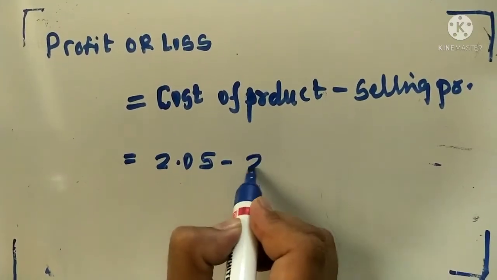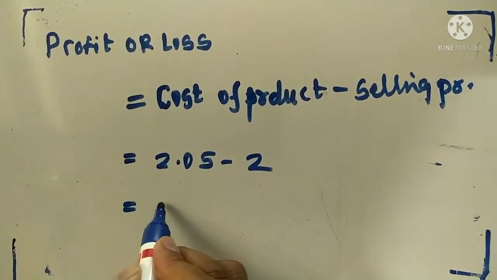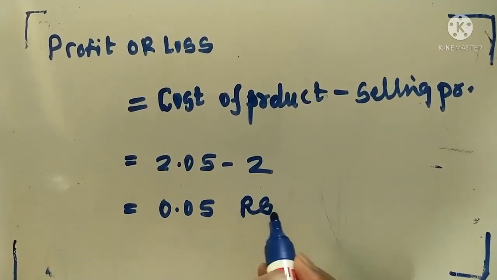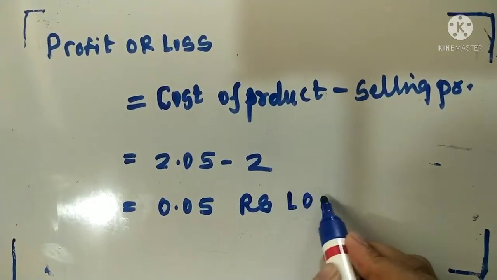That is 2.05 minus 2. So the company is in loss, that is 0.05 rupees. So here we can conclude the problem.